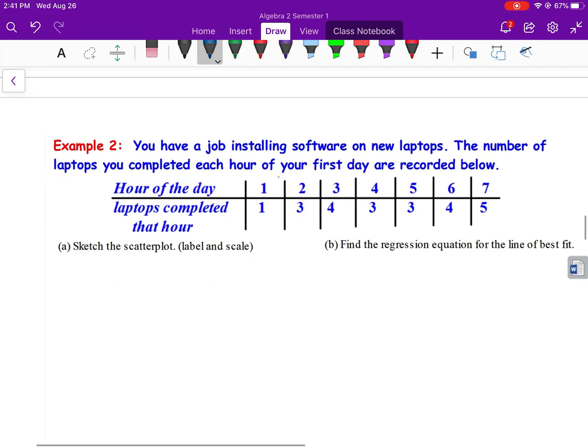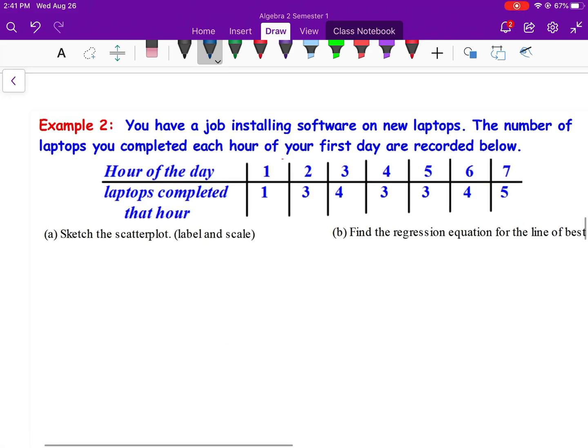All right. So now let's actually get into some stats. Let's find the scatter plot, and then let's find that regression equation, or the equation of that line that best fits that data. In this case, you have a job installing software on new laptops. The number of laptops you completed each hour of your first day are recorded below. Hours of the day are your X, and the laptops completed that hour are your Y.